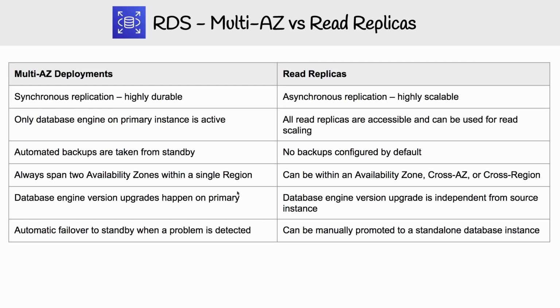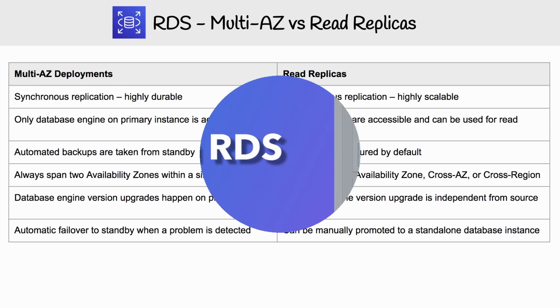And then lastly, we have failover. So automatic failover will happen to standby. And so for read replicas, you're not going to have that automatic failover. You're going to have to manually promote one of those replicas to become the standalone database.